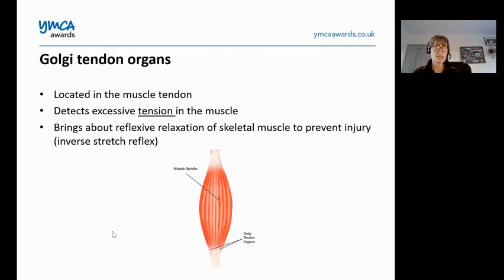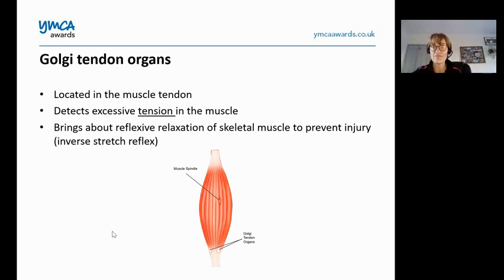So the next one is our Golgi tendon organs. If you remember, our muscle spindles detect length, our Golgi tendon organs detect excessive tension. So they're looking at different things. You can tell by the name of the location, they're located in the tendons of muscles. And we're looking here at excessive tension. And what happens is you get reflexive relaxation of skeletal muscle to prevent injury.